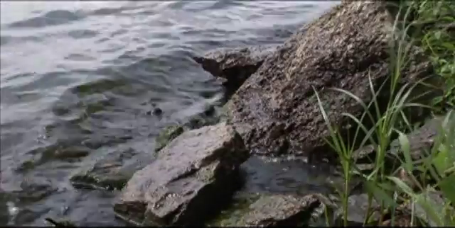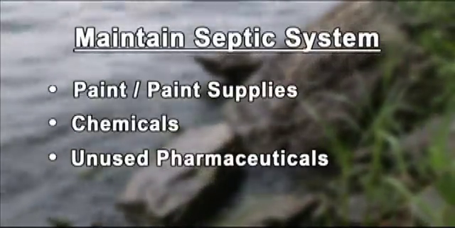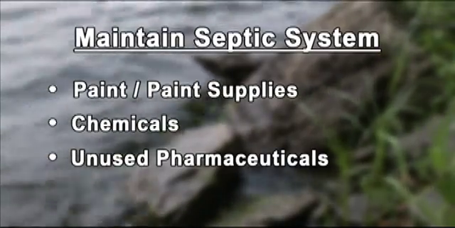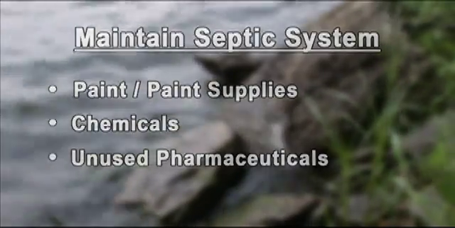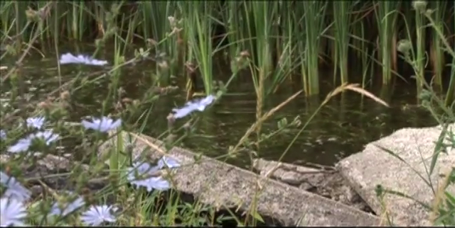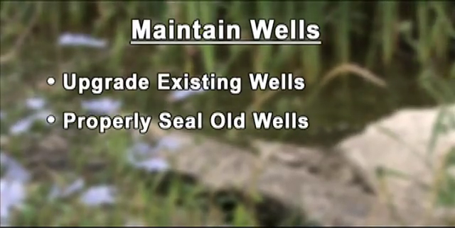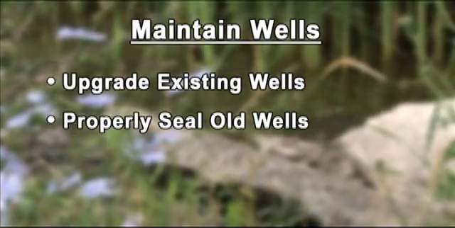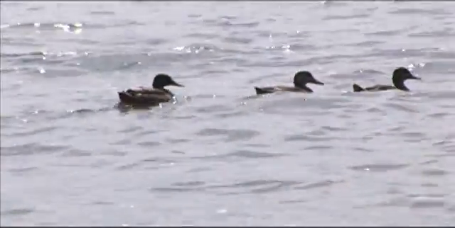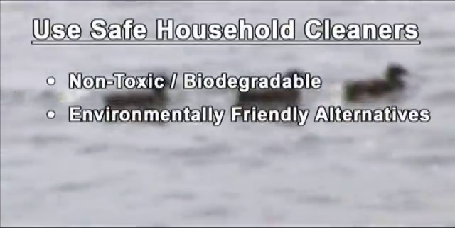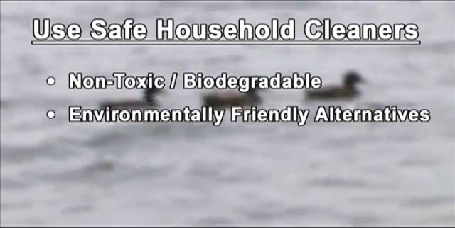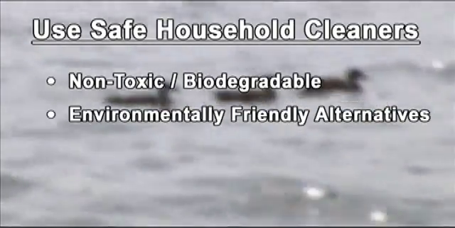Now we know how groundwater moves and is impacted by our activities. The good news is we can all help to protect groundwater. We can maintain our septic systems and not flush anything down the drain, such as paint, chemicals, or unused pharmaceuticals. We can have existing wells upgraded and old unused wells on our property properly sealed by a licensed well contractor. We can use non-toxic biodegradable soaps and household cleansers, or try environmentally friendly alternatives.